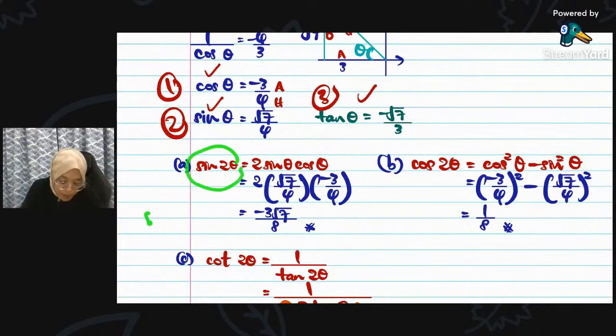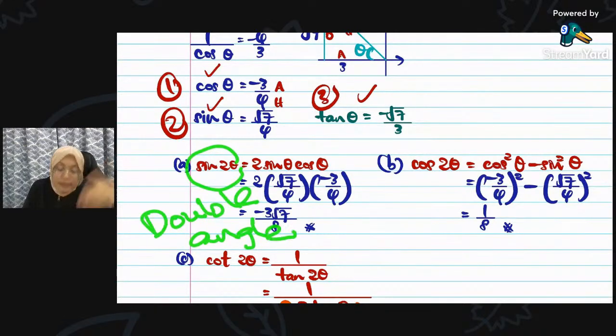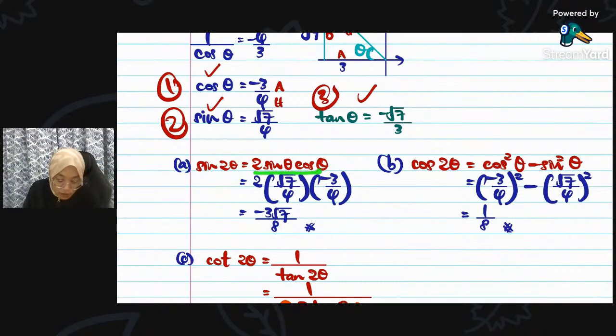It is just the double angle formula. The double angle formula is very easy. Just memorize 2 sin theta cos theta. So you already have sin theta and cos theta, just substitute the values and you get the answer directly. Settle.